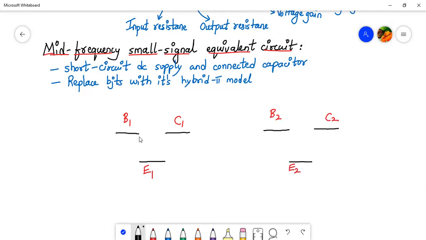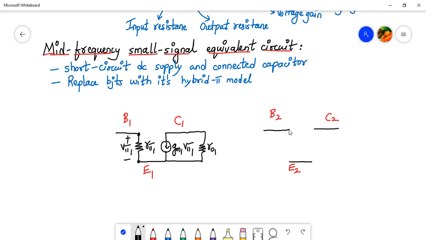Okay, now we'll complete the hybrid pi model. Between base and emitter, we have the R pi resistance. Okay, we call it R pi 1, and the voltage across this is V pi 1. That's the hybrid pi model. And over here, we'll have a current source gm1 V pi 1, and also we have ro1 present over here. Okay, so this completes the hybrid pi model for the Q1 transistor.